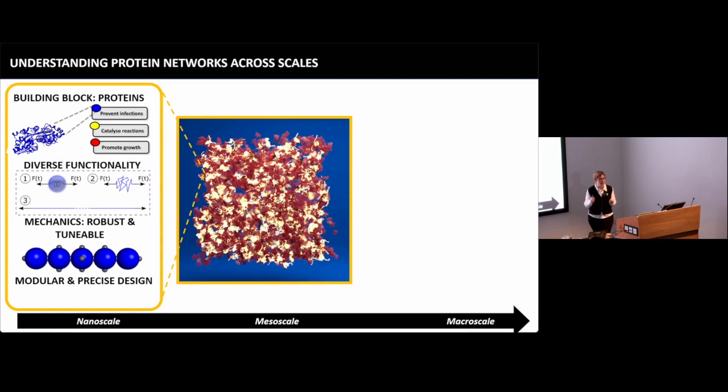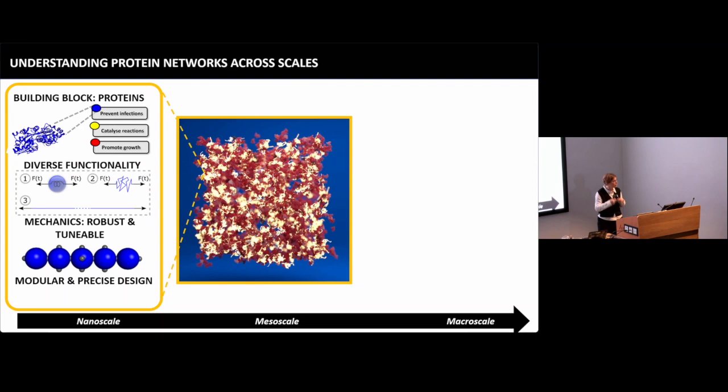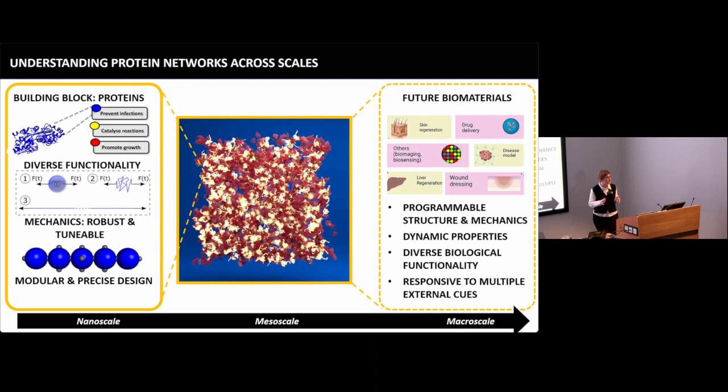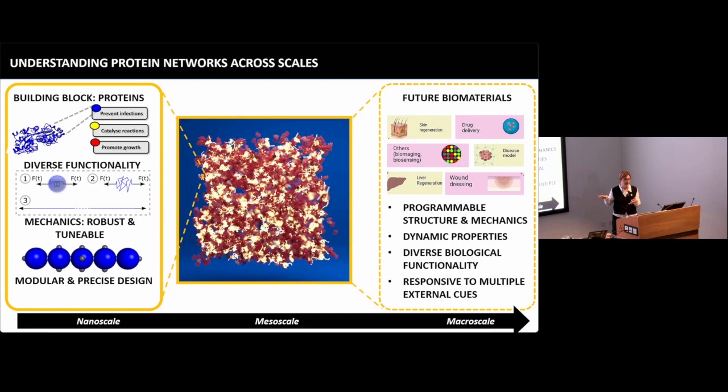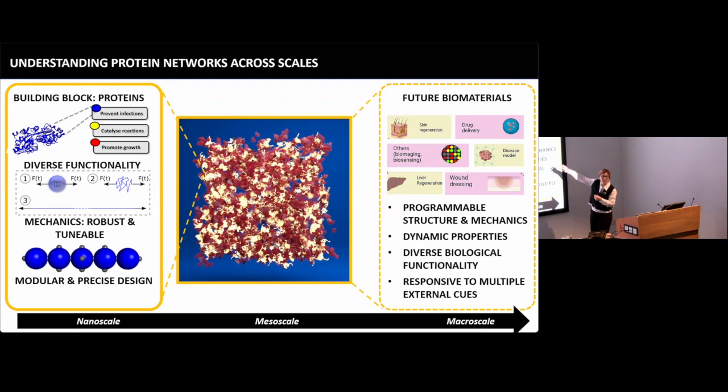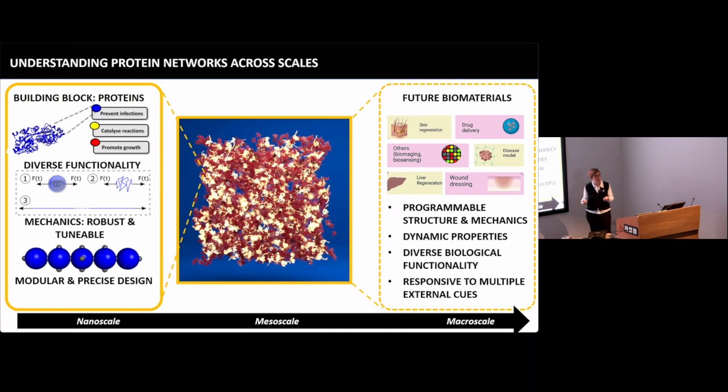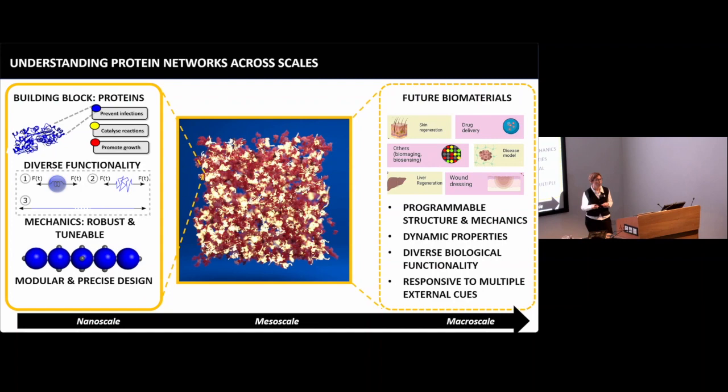So we're going to take these building blocks, we're going to allow them to form a chemically cross-linked network, and we're interested in the material properties of that network that forms. And part of our motivation is purely fundamentally to understand how this cross-length scale mechanics and structure takes place, but also in future we want to think about how these materials might be useful in applications. And the properties that we're particularly interested in are the fact that we've got this programmable structure and mechanics, if we can understand it. We've got these dynamic properties of a protein and the way it unfolds in response to cues. We have this inbuilt diverse biological functionality, and we can make it responsive to external cues that we can control, or within a certain setting, they might naturally occur.